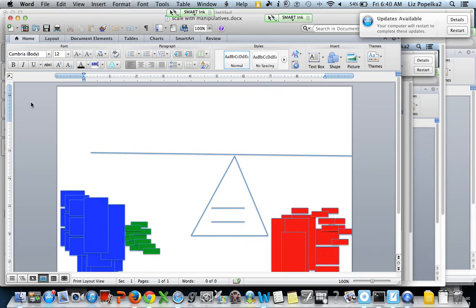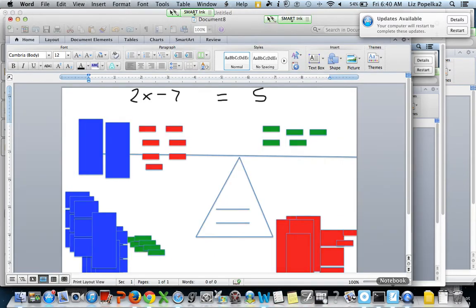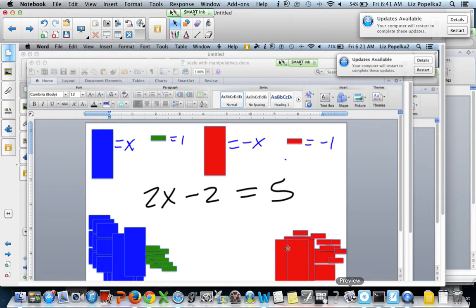So I want you guys to try to build a model of 2x minus, and actually, I goofed. This should be a 2x minus 7. So pause the video for a moment, look at your algebra tiles, look at your little balance beam, and try to build a model of what 2x minus 7 is equal to 5 would look like. I'm going to assume that you're pausing the video now and that you've restarted the video.